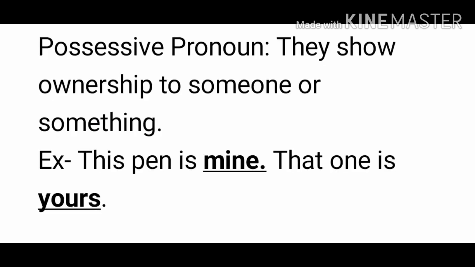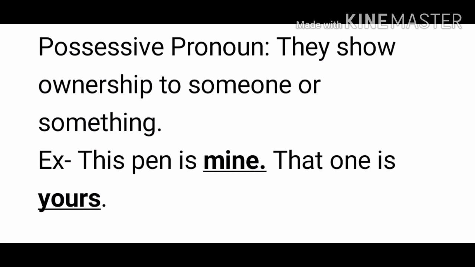Let's begin with the definition of possessive pronouns. Possessive pronouns are the pronouns that show ownership to someone or something, right? They tell us who owns something. For example, this pen is mine, that one is yours. Here I am talking about the ownership of the pen, right? So this pen is owned by me. This is mine. And that one is owned by you. So that one is yours.